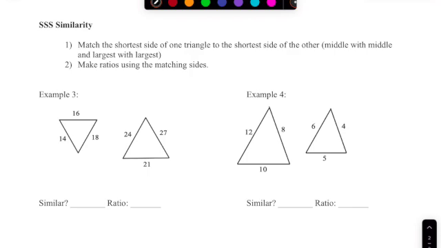Next, we're going to do side, side, side similarity, and it tells you the exact same thing I told you up above. You are supposed to be matching the shortest side of one triangle to the shortest side of the other, and then the middle with the middle, and the largest with the largest. And then you must check to ensure that the ratio of the side lengths are the same for all 3 sides. Just because they work for 2 sides doesn't mean that third side's going to work. You have to check it.